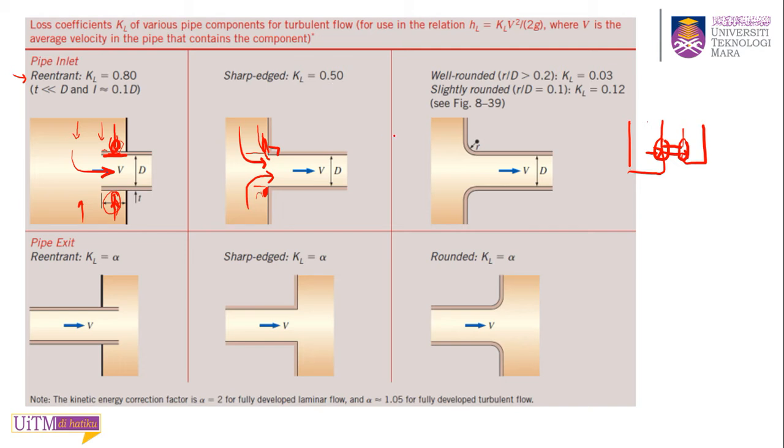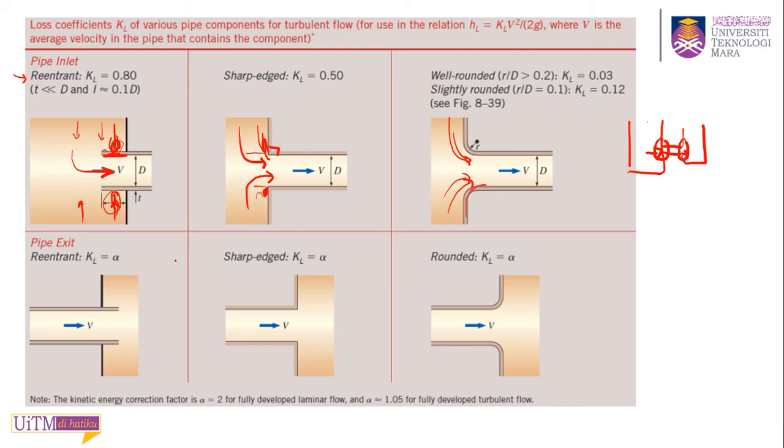But if you can improve this using a well-rounded connection, a smooth connection, your fluid can flow into the pipe inlet smoothly, smoother compared to this sharp edge. Because you have smoother flow coming into your pipe inlet, you reduce your loss coefficient, that's why it's 0.03. You keep reducing the loss coefficient of the pipe inlet. So that's how you have different loss coefficients for different types of pipe inlet.